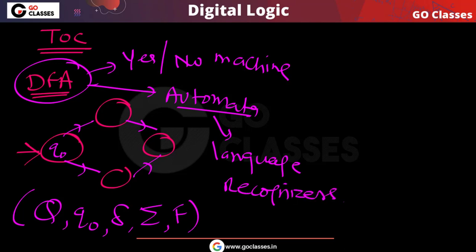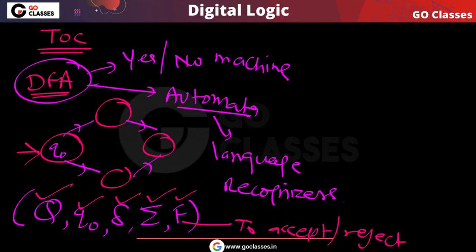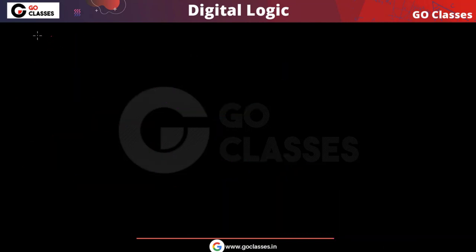Okay, so in this DFA you have these types of things: set of states, initial state, how to go from one state to another, so the transition function, the input alphabet, and the set of final states. The set of final states is to accept or reject. Basically, final states are there to accept strings. I can say that with the set of final states you accept strings.